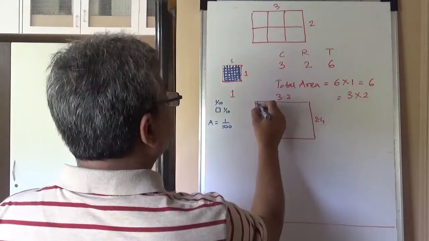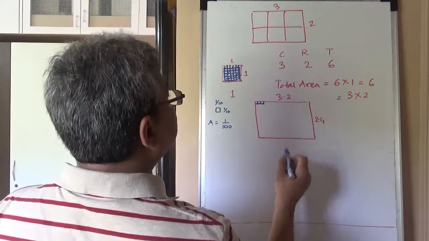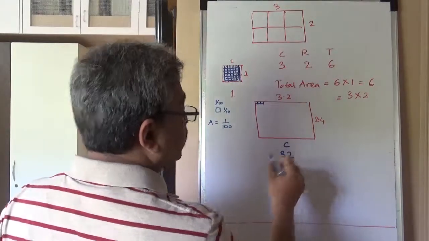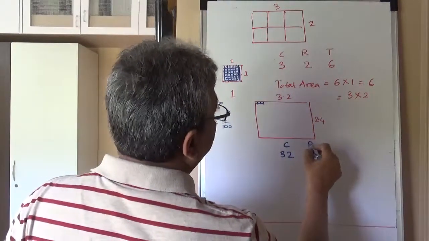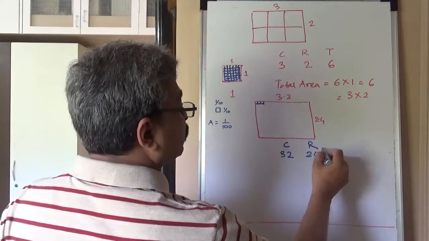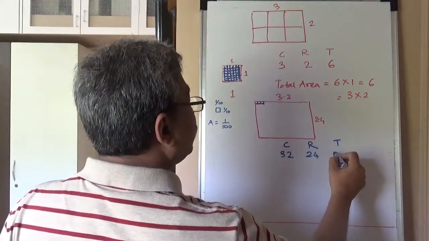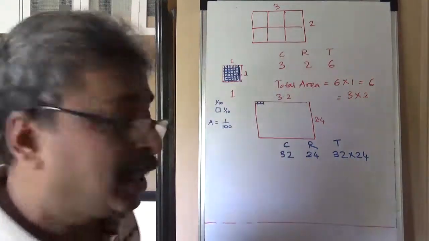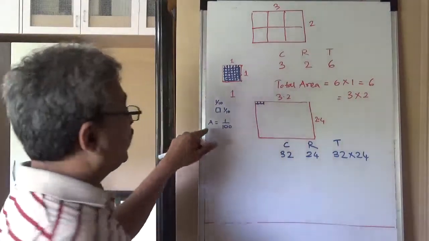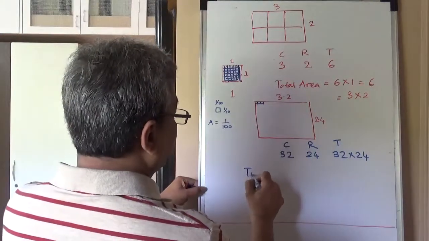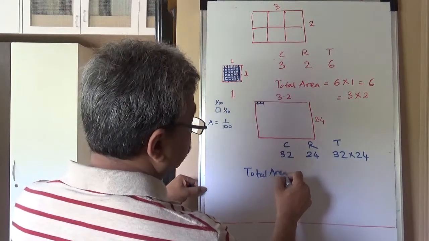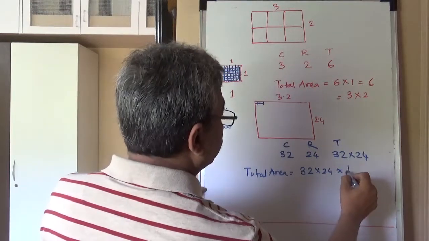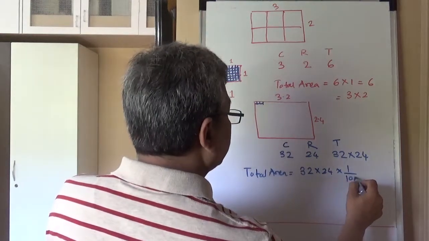If I start putting tiny squares column wise, how many tiny squares will I put column wise? Column wise I will put 32 tiny squares. Row wise I will put 24 tiny squares. Therefore the total tiny squares will be 32 into 24, whatever that number is, and the area of each tiny square is 1 upon 100. Therefore the total area is equal to 32 into 24 into 1 upon 100.